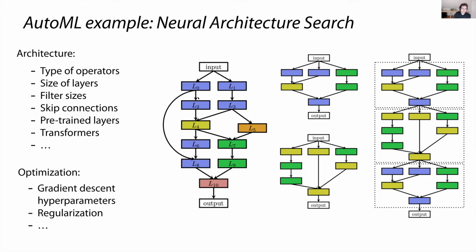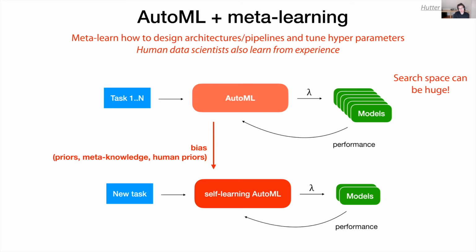And on top of that, you also have to decide the other hyperparameters, such as the gradient descent hyperparameters, regularization, batch normalization, dropout, all these decisions. And each of these decisions can have a huge effect on the performance of your model. So AutoML aims to automate all these things using intelligent search algorithms and learning.